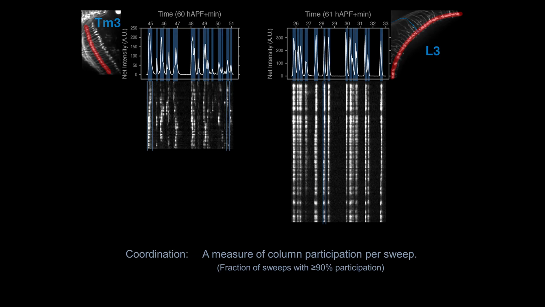So let's just take a look at this guy here on the far left. You can see that most of the columns are firing within this sweep. By contrast, in this one, second from the right, just a few of them are firing. By contrast, most of the ones for L3 look similar, and we probably would have come to that qualitatively from looking at the slide that I showed you earlier, their activity. They all, or the vast majority of them, are firing at the same time within a given sweep. And we call this behavior coordination. It's a measure of column participation per sweep, the fraction of sweeps that have greater than 90% participation.